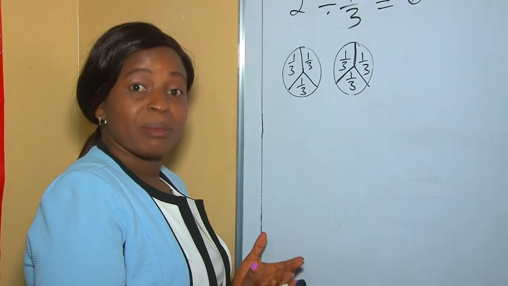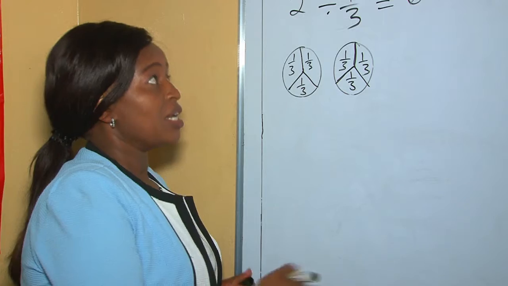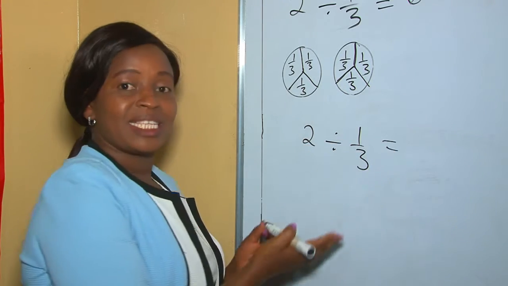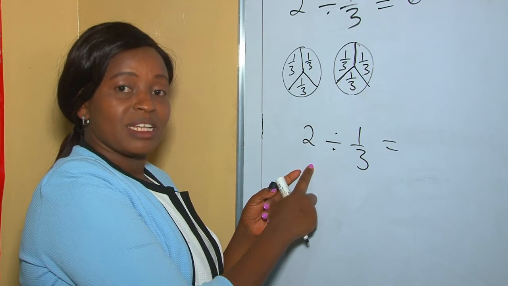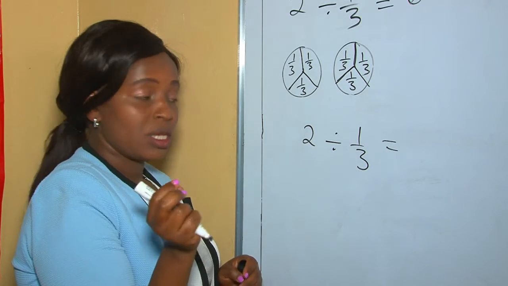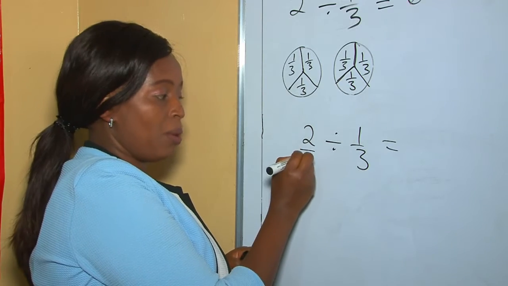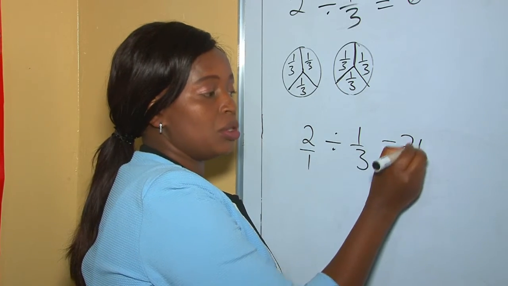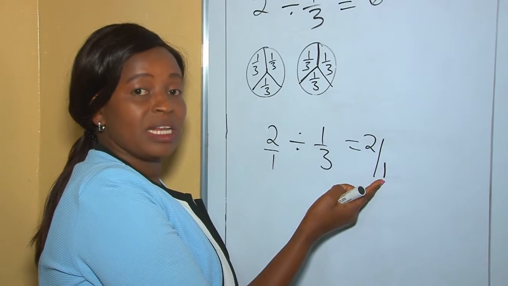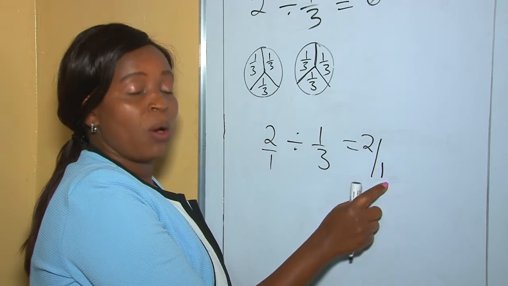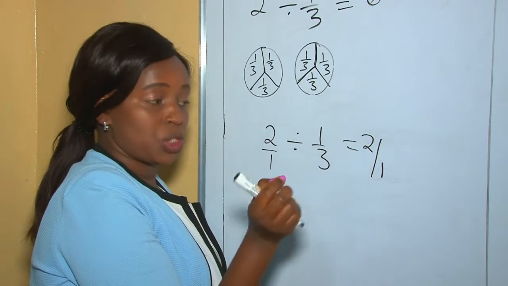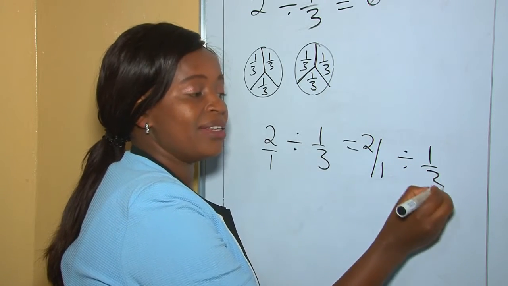Now let's use the mathematical formula approach. There is 2 divided by a third. As you can see here, 2 is a whole number. The first step, you change the whole number into a fraction by dividing the whole number by 1. So it shall be 2 over 1. Remember, any number divided by 1 is still that number, so 2 divided by 1 still goes back to 2. So we change our whole number into a fraction, divided by a third.